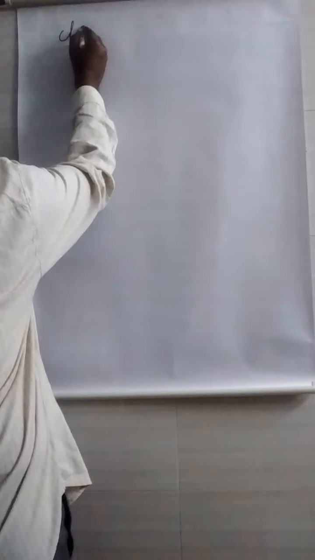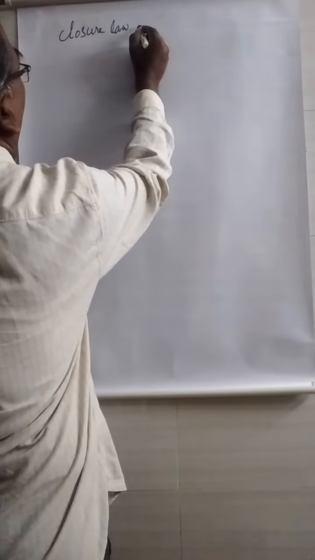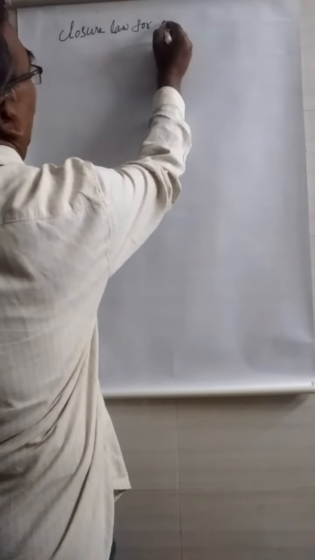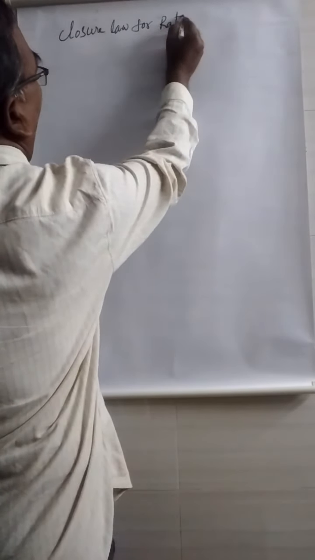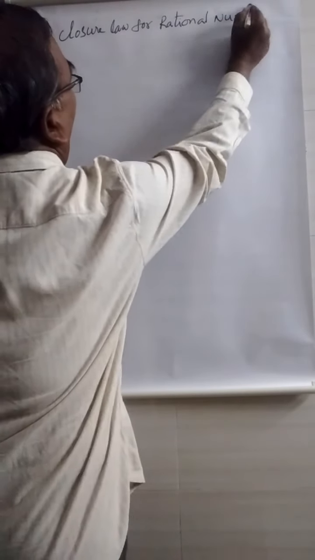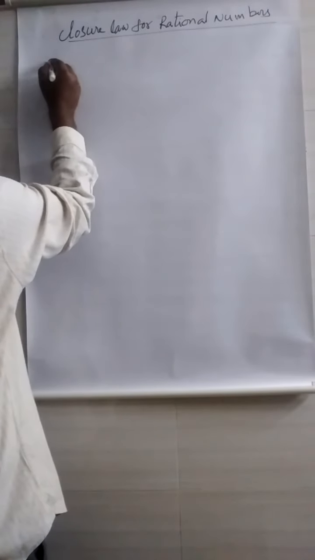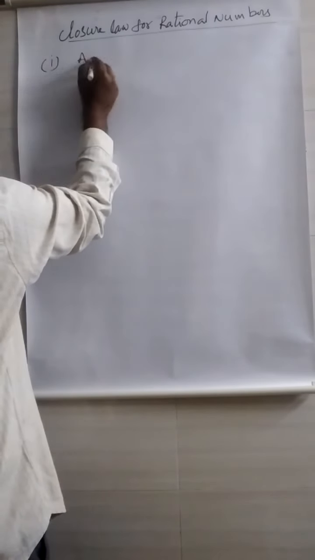Today we are going to discuss closure property under addition for rational numbers. Closure law for rational numbers. First one, under addition.